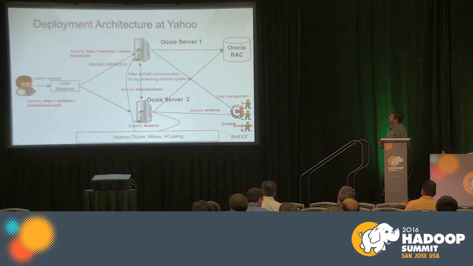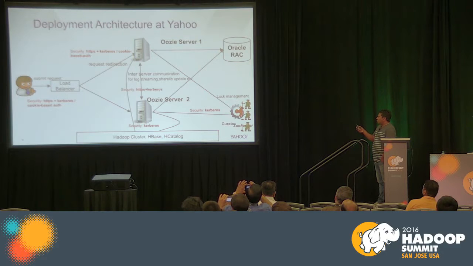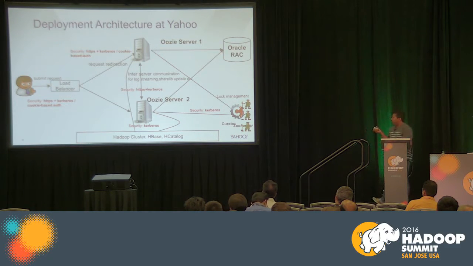This is the deployment architecture at Yahoo. We have two servers in one cluster, server 1 and server 2, which talk to a Hadoop cluster, HBase, and HCatalog. We use Oracle for state management. We use Zookeeper and Curator for lock management.